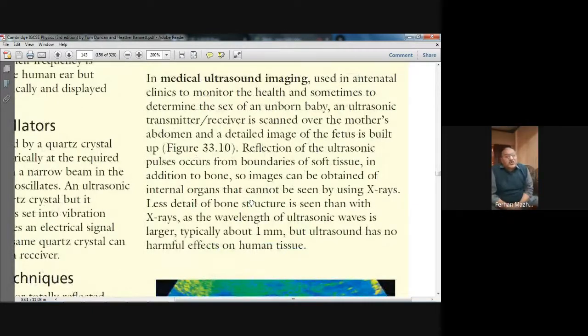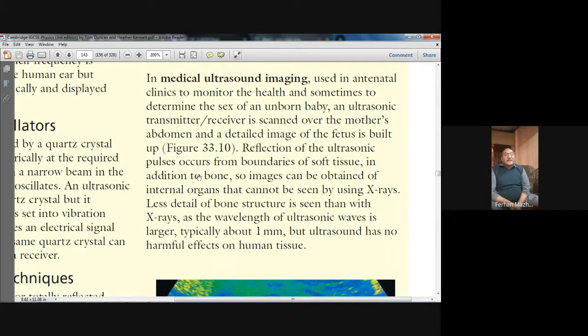Reflection of the ultrasonic pulses occurs from boundaries of soft tissue, in addition to bone, so images can be obtained of internal organs that cannot be seen by using X-rays. Less detail of bone structure is seen than with X-ray, as the wavelength of ultrasonic wave is larger, typically about 1 millimeter, but ultrasound has no harmful effect on human tissue. The one very good advantage of using the ultrasound is it has no harmful effect on the human tissue.